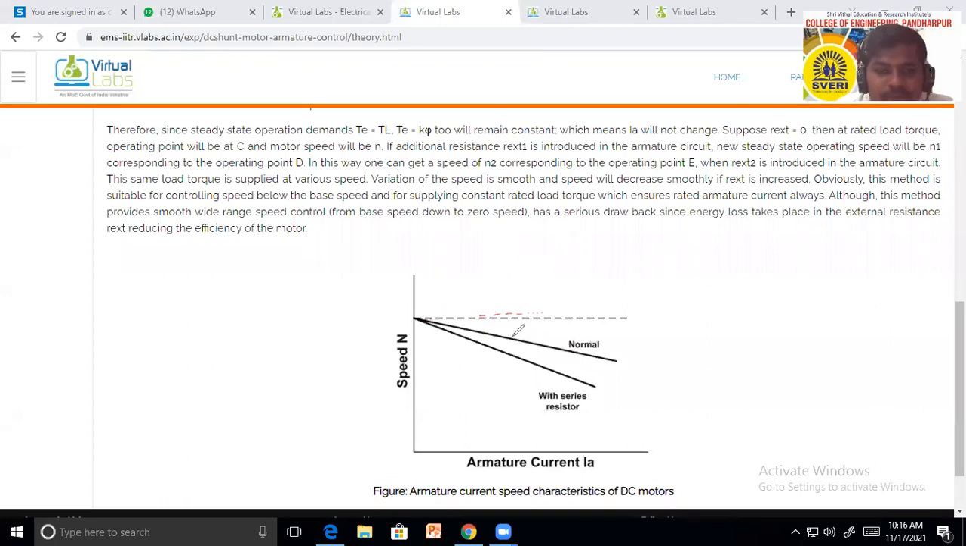Dotted line, see, and then at a normal running condition, that is without inserted series resistance, the speed characteristic will be like this. It will drop due to the IA RA drop, the armature resistance drop. And when we again insert R external, this drop increases, that means the speed will again drop smoothly.